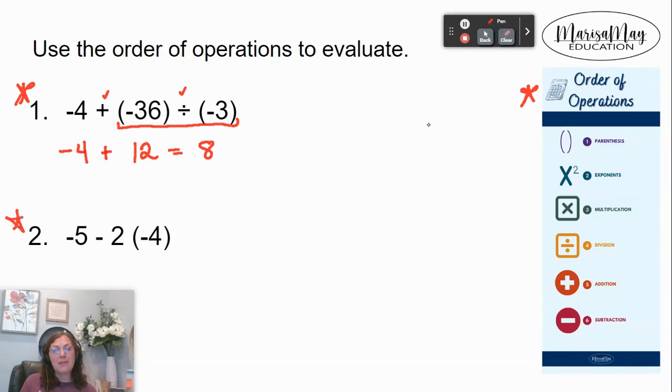If I look at problem number 2, I see the subtraction and I see the multiplication. So remember, I have to multiply first. So I'm going to leave the -5 minus, and then 2 times -4 gives me -8. Now, I like to change the subtraction to addition and change the sign of the next number. So -5 plus positive 8 would give me positive 3.